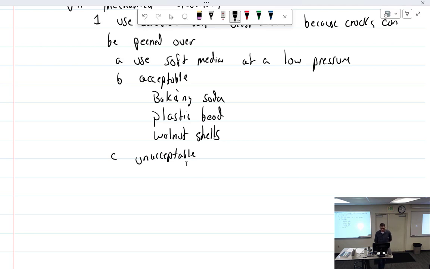Gravel? Unacceptable. Well, definitely sand. It's way too harsh. Garnet. And also, I'm going to put in glass here. Now, I know we have glass bead, and I'm letting you use glass beads, especially on steel parts.